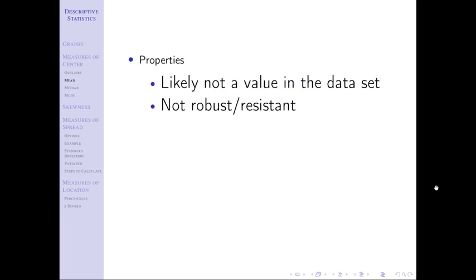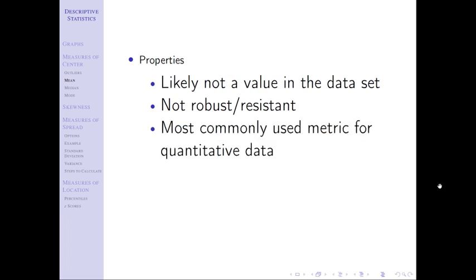The next property is that it is the most commonly used metric for quantitative data. Remember, quantitative data is data that we can do our normal math with. And this is where you should say, okay, that's a little bit weird. We said we wanted to use robust or resistant statistics because that means we don't have to worry about outliers. And then in the next breath, you say, but it's the most commonly used metric. Put a pin in that thought. We will come back to that shortly.